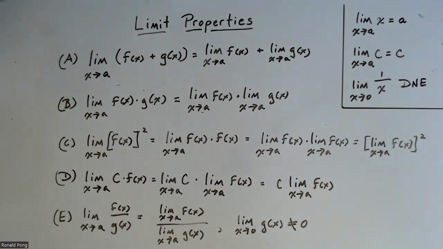The limit as x approaches a, any real number, of the function x is simply a. It's a plug-in. The limit as x approaches any real number a of a constant c is equal to that constant. And the limit as x approaches 0 of 1 over x does not exist. Let's use these limit results and look at some of the properties of limits.